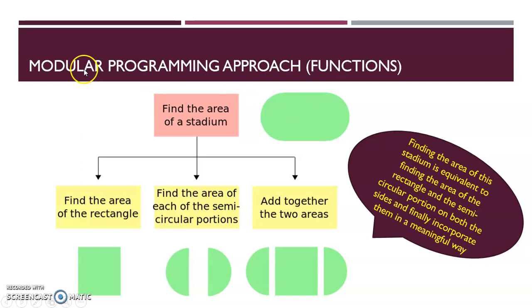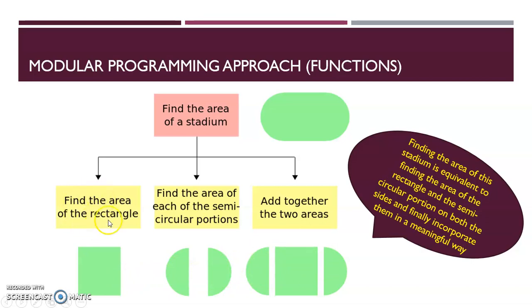By using the approach known as the modular programming approach, or functions. I can find the area of the stadium by dividing this particular problem into three subproblems. First one is finding the area of the rectangle, second one is the area of the semicircular portion, and third one is meaningfully incorporating these two subprograms to form the final result.